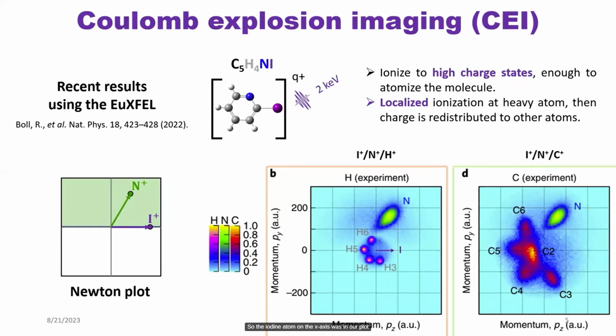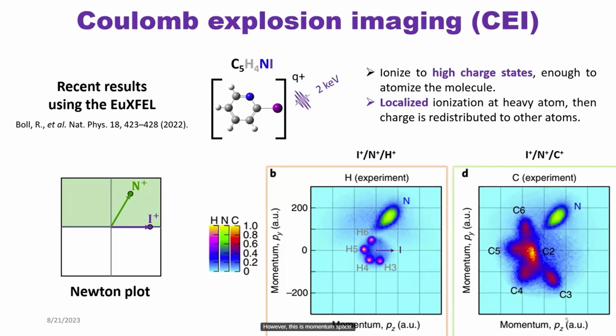So the iodine atom is on the x-axis, which is not plotted here, and the nitrogen is on the upper xy plane. If you require at least one proton to be detected together with the iodine and the nitrogen, you can see this distribution, and it corresponds to the 4 hydrogen atoms of the molecule. They can do the same for carbons, and then you can see the 5 carbons corresponding to the 5 carbons of the molecule.